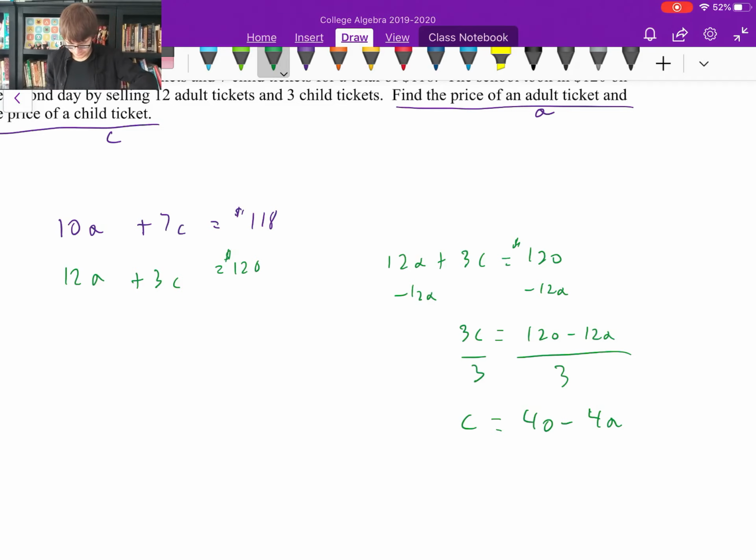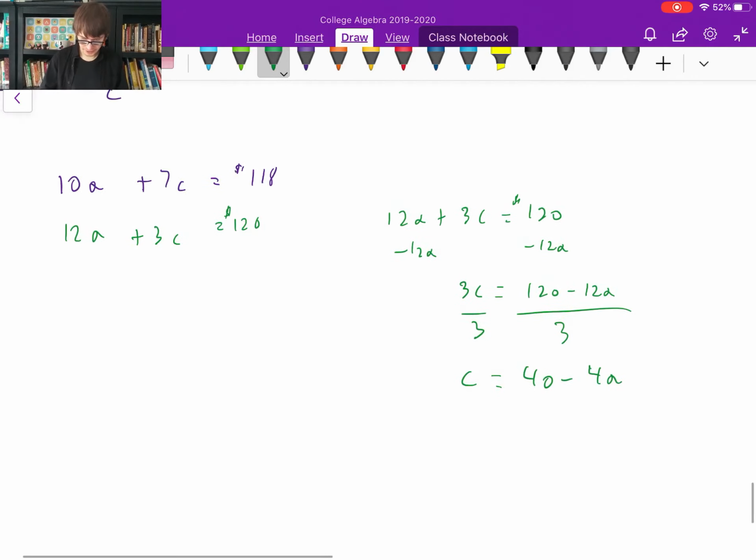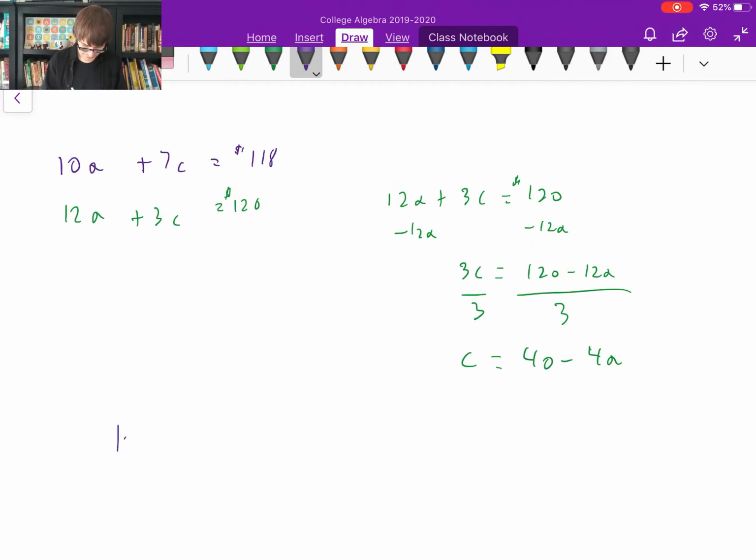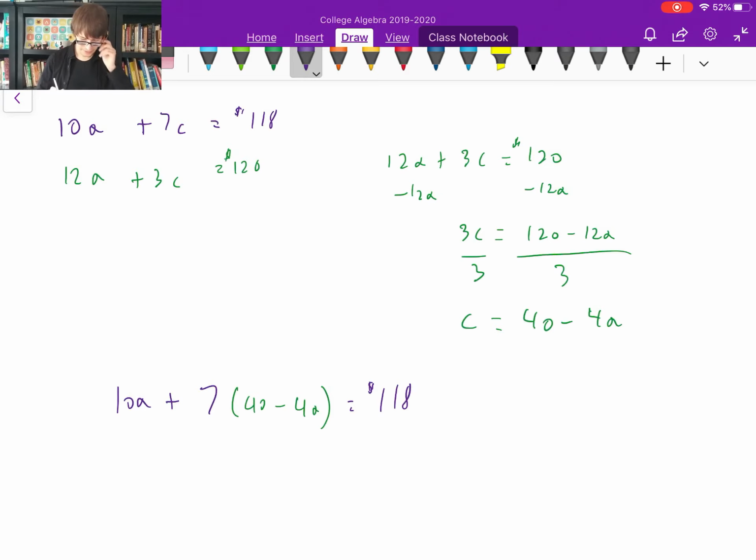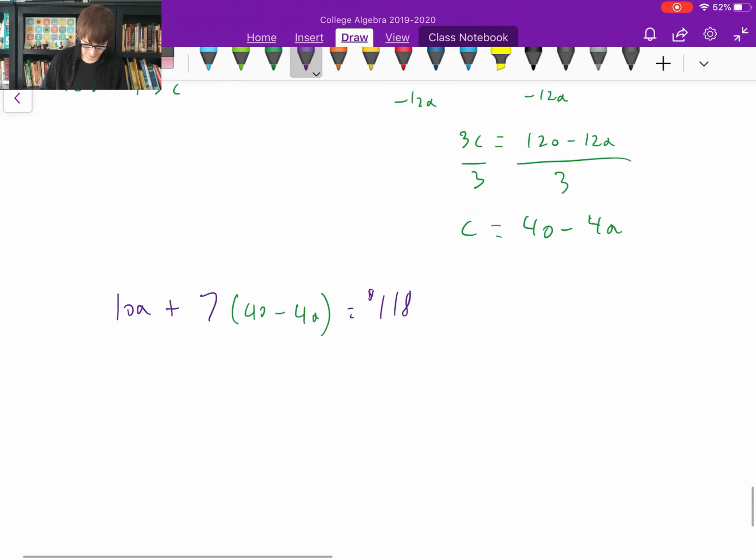We can plug that into the other equation and solve for A. Okay, let's do that. So C is the same thing as 40 minus 4A. Let's plug that into the first equation. We get 10A plus 7 times 40 minus 4A, and that equals $118. Great. All right. And then we just need to solve for A. So we'll simplify the parentheses.